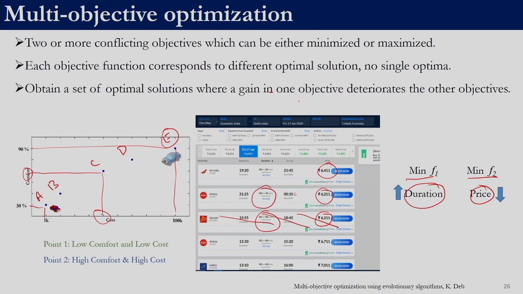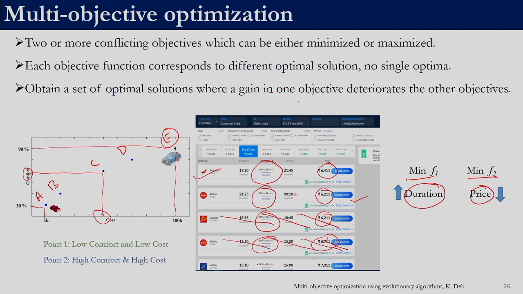If we compare 6411 and 6211, obviously this is better in cost, but this solution has a lower duration, right? So between these first two flights, it's difficult to eliminate any particular solution. Again, this solution can be eliminated, this, right? Because we have a solution which says 2 hours 45 minutes and the cost is 6211. Here the cost is also higher, the duration is also higher. So this solution can be eliminated.